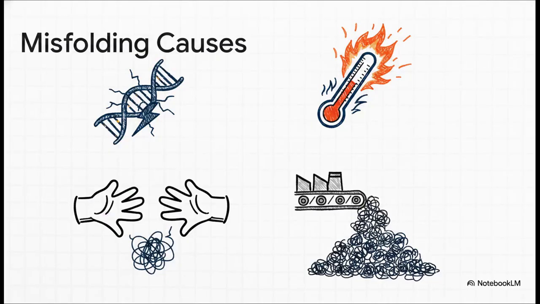So what actually causes these misfolds? Well, it's a mix of internal and external villains. You've got genetic mutations that fundamentally program the protein to fold incorrectly right from the DNA level. Then there's cellular stress.